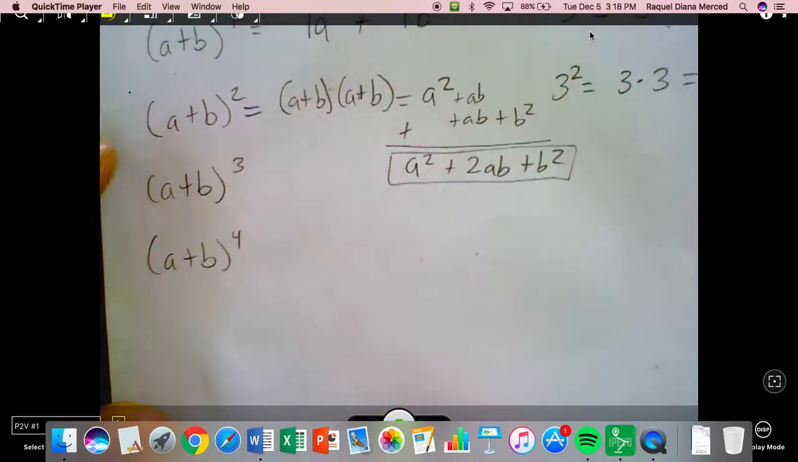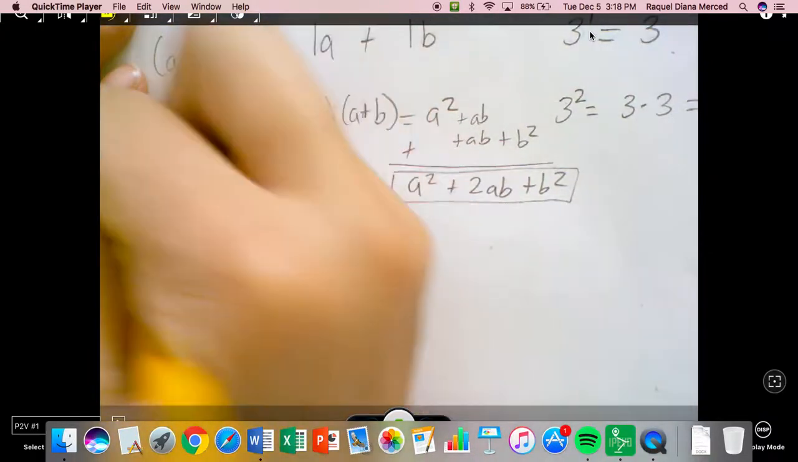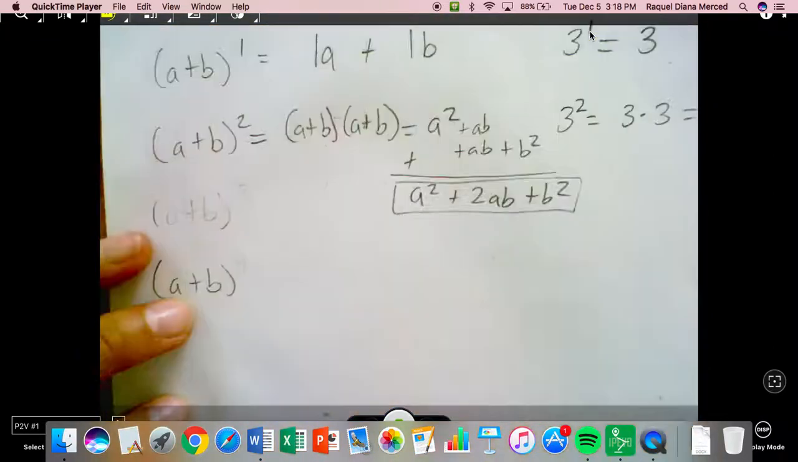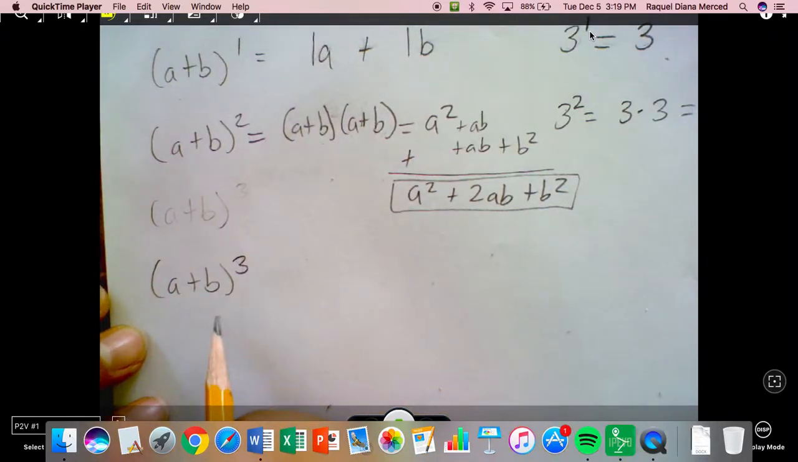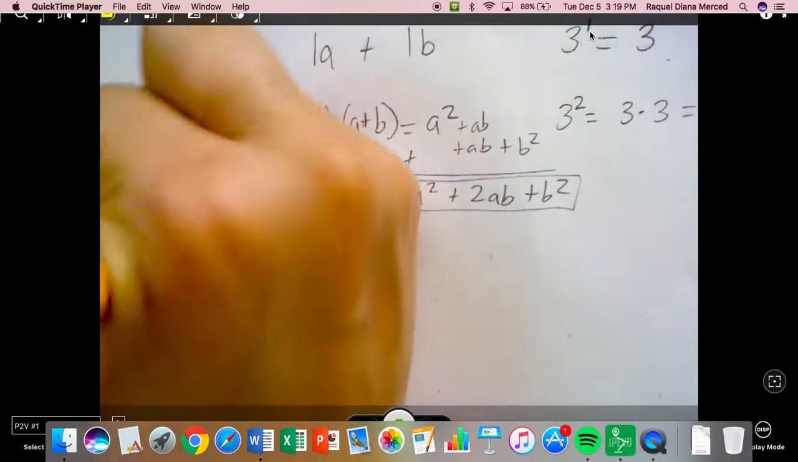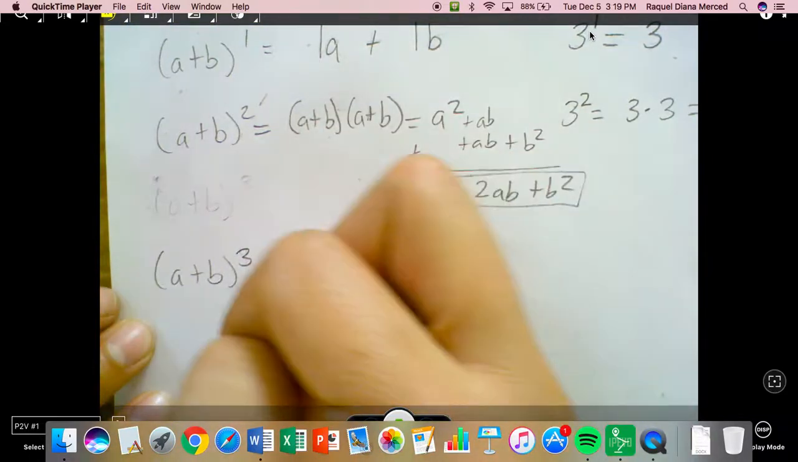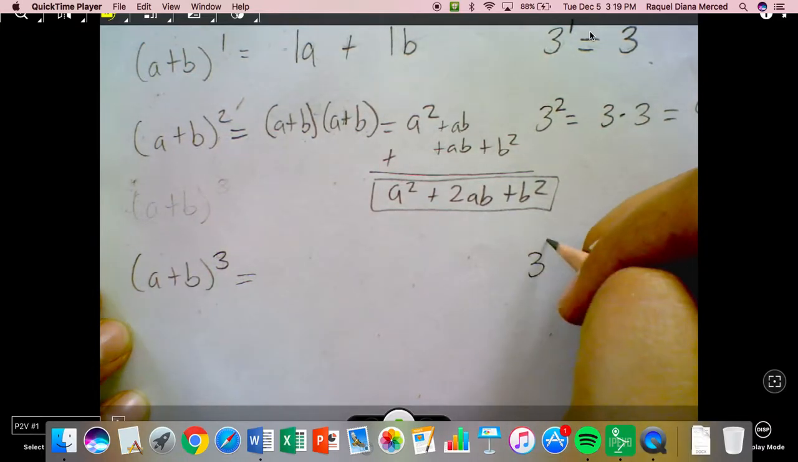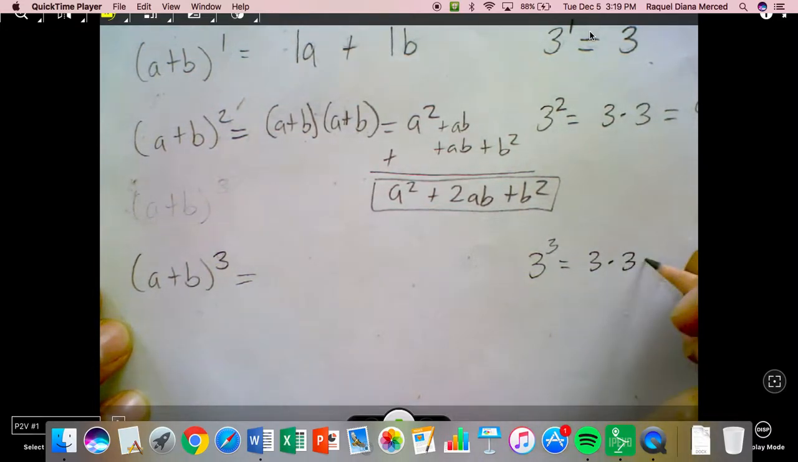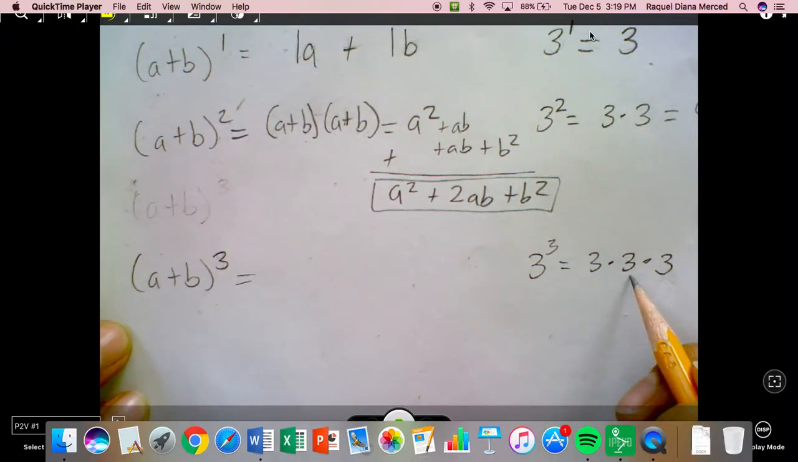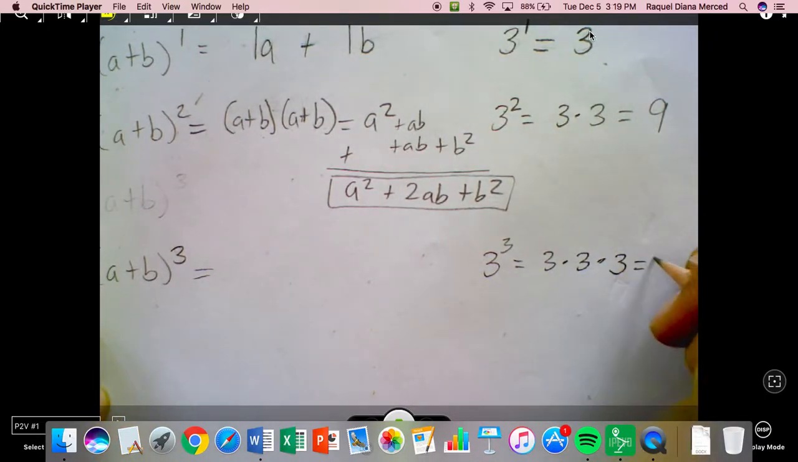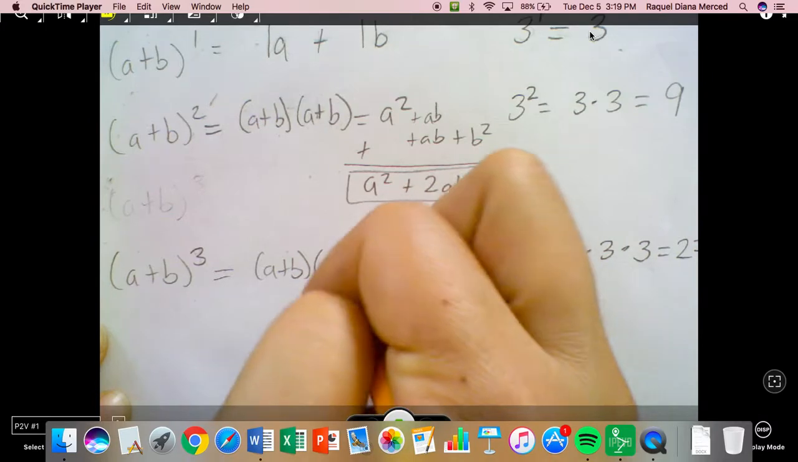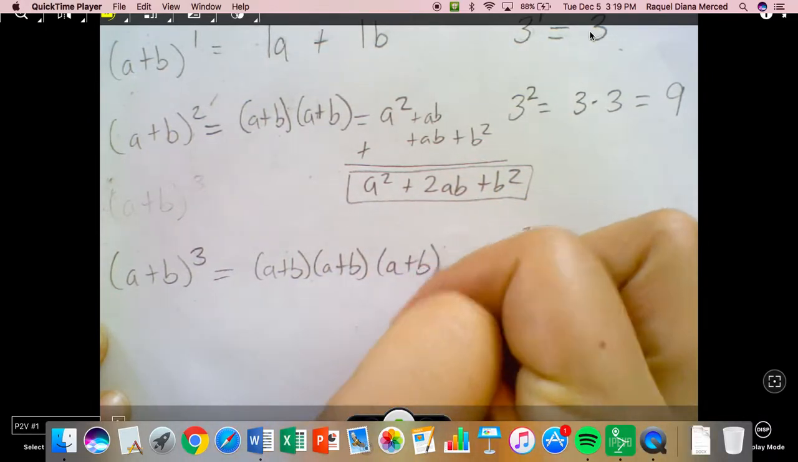Moving on to the next one. Looks like I'm running out of room here, so let me move this down a little. So this is a plus b to the third power. If we go again to our example, the base 3, 3 to the third power is like saying 3 times 3 times 3. Well, we know 3 times 3 is 9, times another 3 would be 27. So that's all we're doing. We're doing a plus b times a plus b times a plus b.